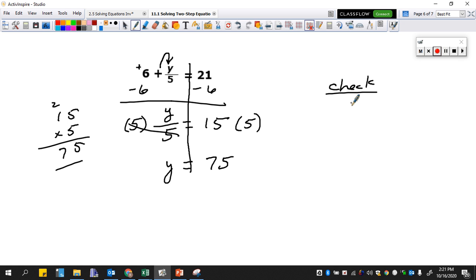All right, so then I'm just going to check it on the side here. So check. We're going to say 6 plus 75 divided by 5. Is that equal to 21? Well, let's see here. So according to the order of operations, we're going to divide first, okay? 75 divided by 5 is 15. So we said 6 plus 15. Is that equal to 21? Well, 6 plus 15 is 21. So yes, it does check out. Okay?